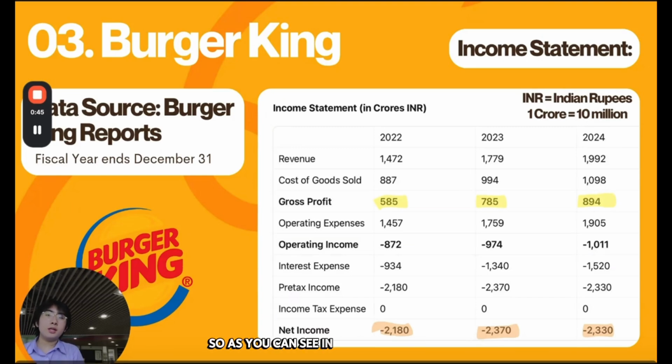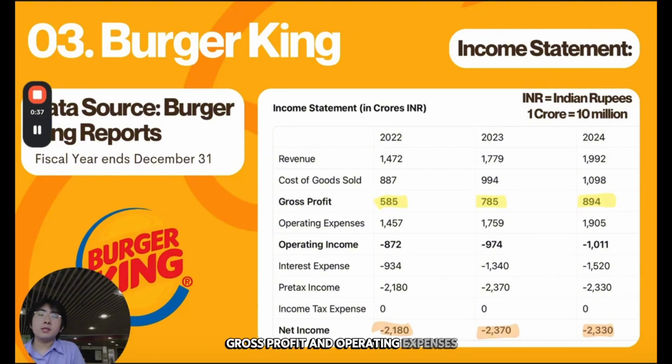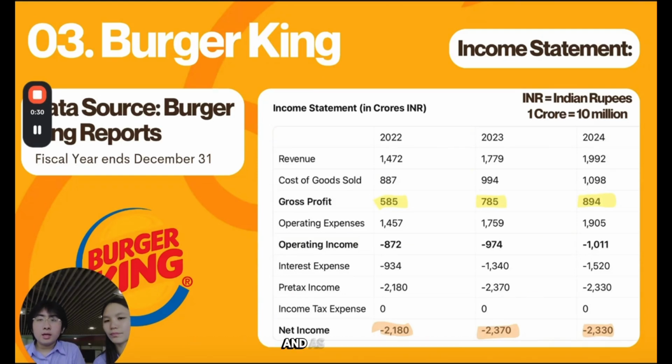So as you can see in our income statement or profit and loss statement, we have revenue, cost of goods sold, gross profit, and operating expenses, operating income, interest expense, pre-tax income, income tax expense, and at the end we have a net income. And as you can see, Burger King is negative at net income, and that means they're losing money, and because of that, they don't have any tax expenses.